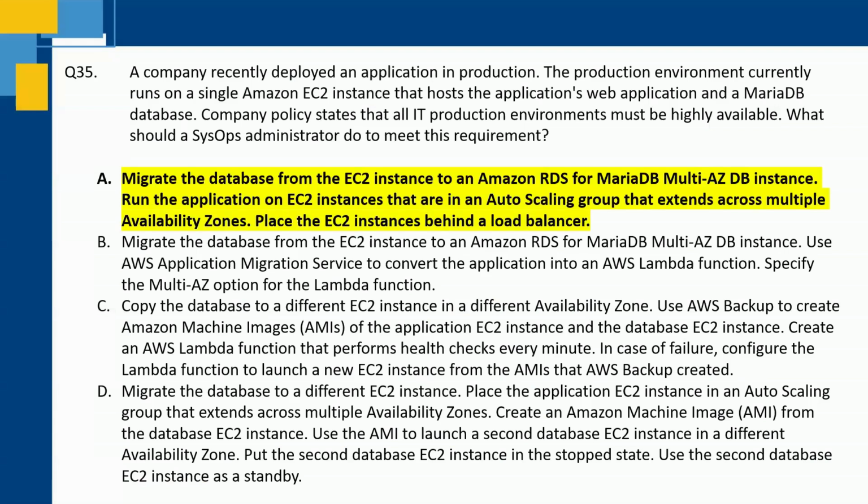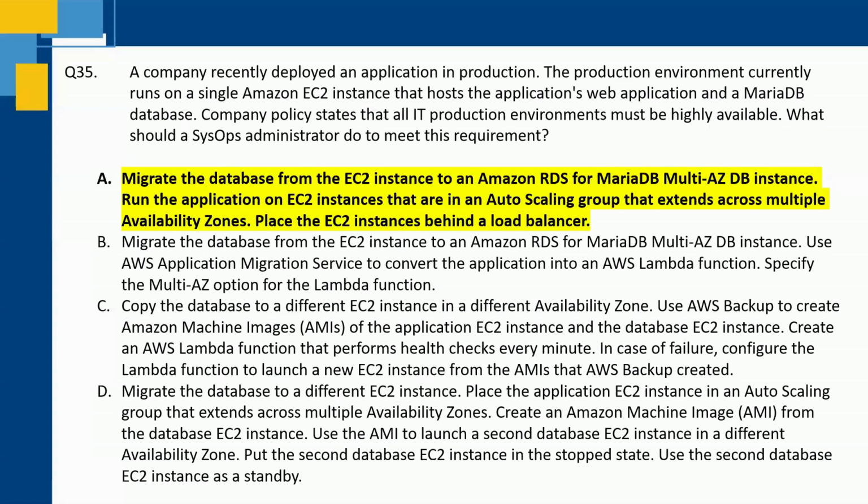Amazon RDS for MariaDB automatically provisions a standby replica in a different availability zone, handles failovers and ensures HA for the database, and the EC2 auto-scaling group across multiple AZs ensures that if one instance or AZ fails, others can continue serving traffic. And the load balancer distributes traffic across healthy instances in different AZs, improving both availability and fault tolerance.